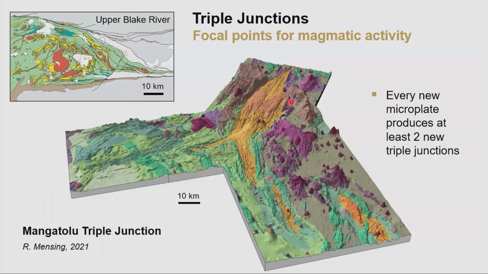This is an example of the Mangatolo triple junction in the northern part of the Lau Basin, at the same scale as the easternmost Blake River. And you can see some things that were even a bit of a surprise to me, which is the scale of the triple junction forming process. These are huge magmatic centers. The volcanic center in the Mangatolo triple junction is hundreds of cubic kilometers of melt. And that has to be what these represent and what we have to be looking for in the geological record in order to identify triple junction boundaries.